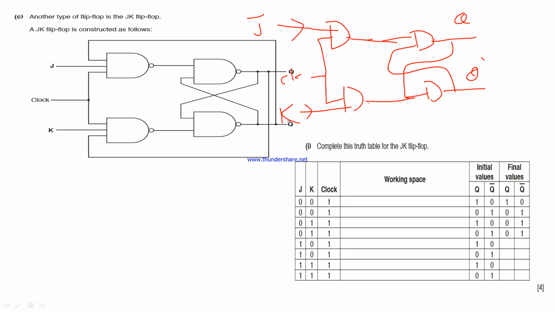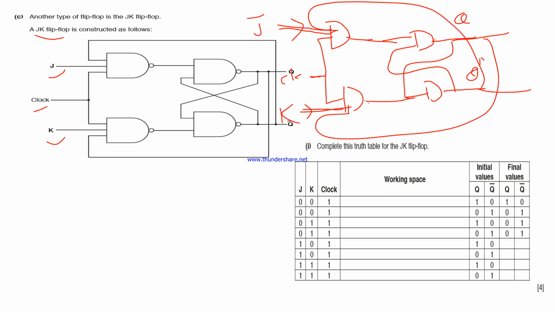Now, since in the JK flip-flop we have three inputs, the J, the K, and the clock, you have your J, you have your K, and you have the clock. The output from the Q will go this way around and enter this gate, and the output from Q dash will go this way around and go to this one. So it's not difficult to draw.